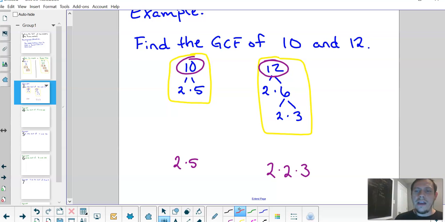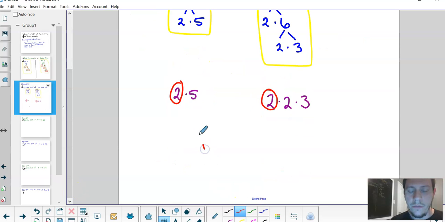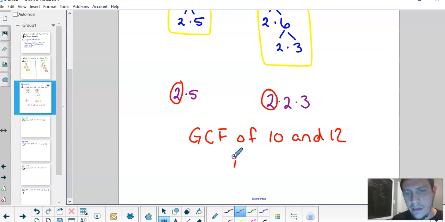Now I'm going to see, is there anything that they have in common? Well, I see a 2 here and a 2 here. So I'm going to circle this 2 and circle this 2. Are there any other things that they have in common? Over here we have a 5, and over here there are no 5s. Over here we have a 2, and there are no more 2s I can pair it with. And over here there's a 3, but there are no 3s over here. So the greatest common factor of 10 and 12 is this number 2. You would write the GCF of 10 and 12 is 2.